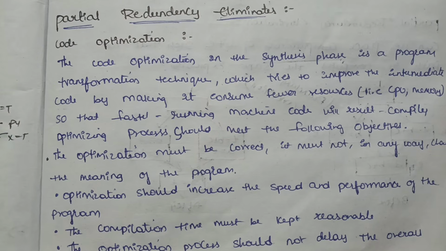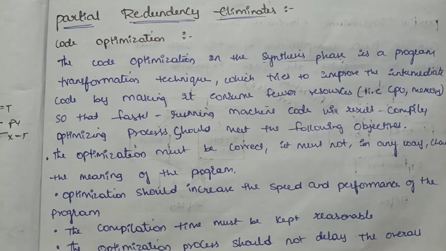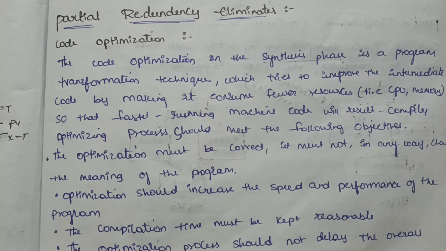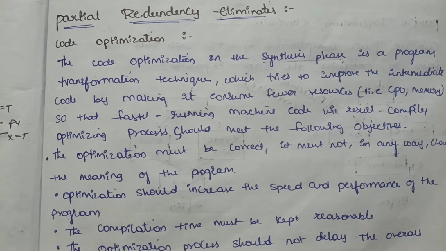Today we are going to discuss partial redundancy elimination. Before going to partial redundancy elimination, we are going to discuss a simple definition of code optimization, how it is used and what we are using it for. Code optimization is a part of the synthesis phase and it is a program transformation technique. It is used to speed up the processing of the intermediate code, and for that it should meet the following objectives.